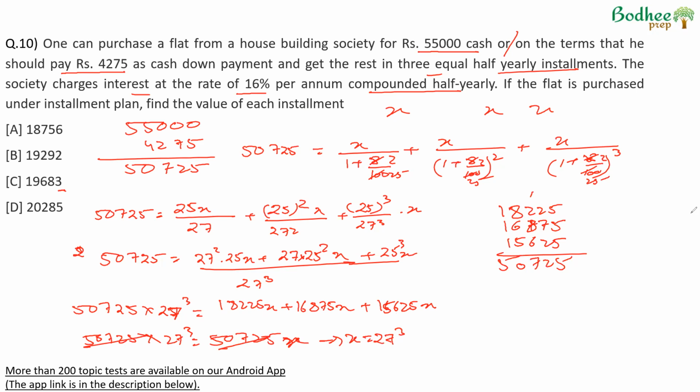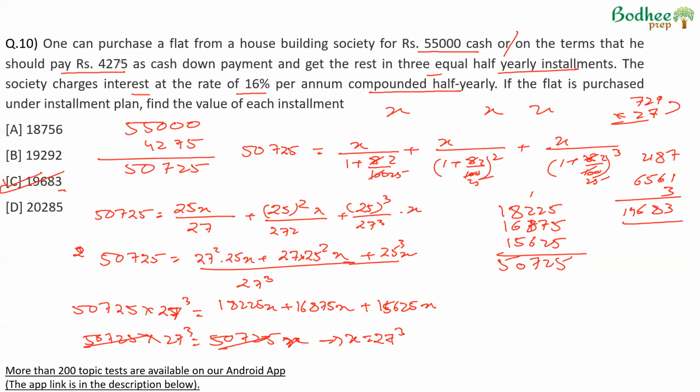27 cube is 729 into 27. 729 is a power of 3. 729 into 3 is 2187. 2187 into 3 will be 6561, into 3. So basically what I'm doing is 729 into 27. I multiplied this by 3 once, then again by 3, and then by 3. So this will come out to 19683. 19683 becomes the answer.